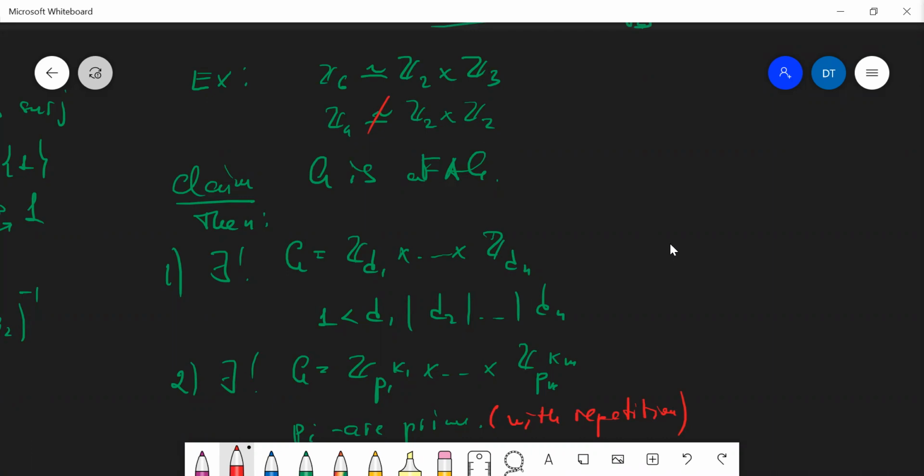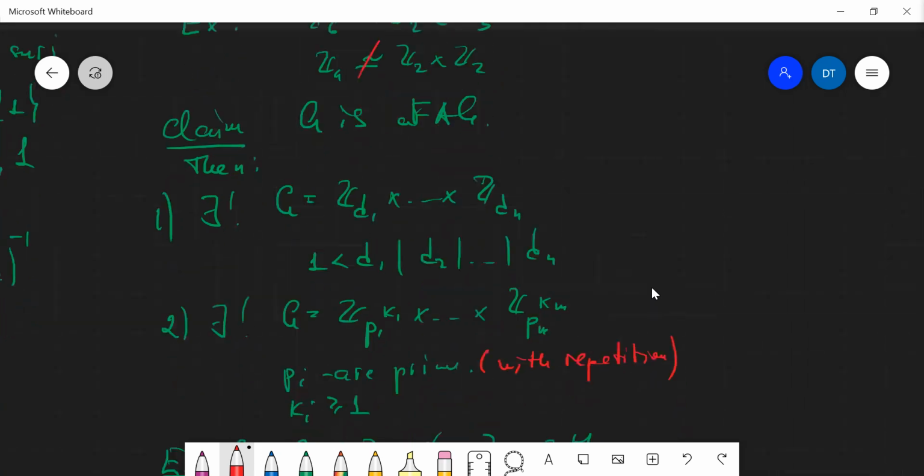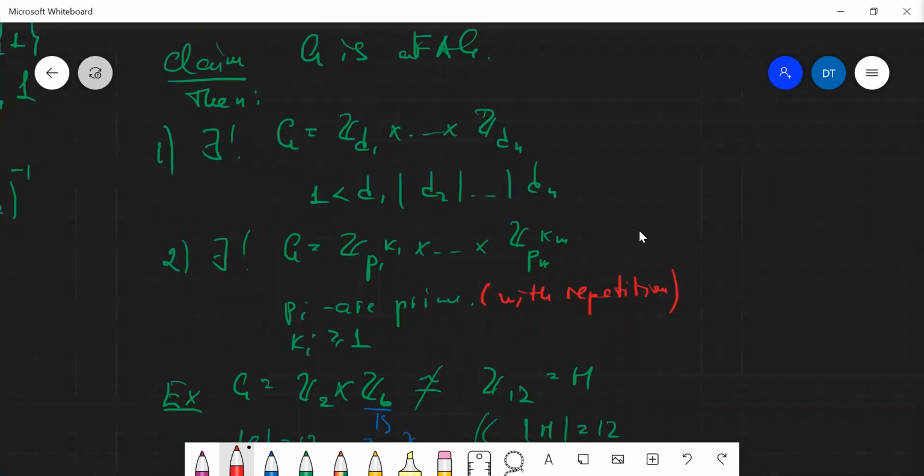А такой вопрос: P может повторяться, и D может повторяться в нашей теореме? Да, с повторениями. D-шки могут повторяться, P-шки тоже. Понял. И здесь единственность с точностью до перестановки. Если ты переставил местами множители, считается, что это то же самое представление. То есть надо как-то упорядочить простые и их степени, например. Еще вопросы? Понял, спасибо. Окей.